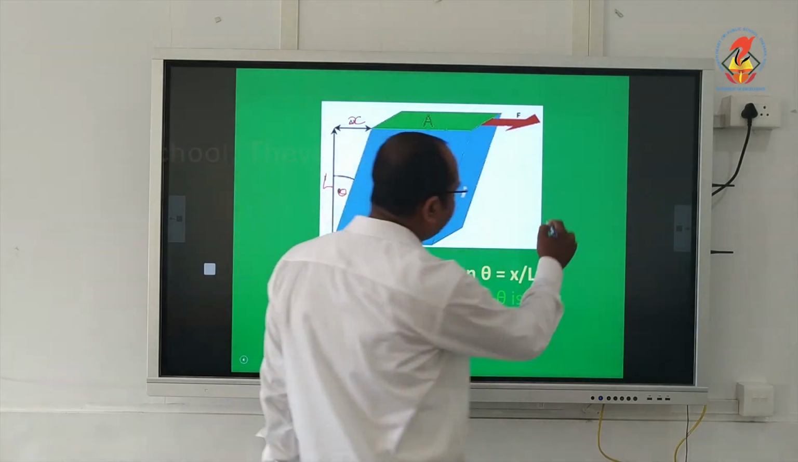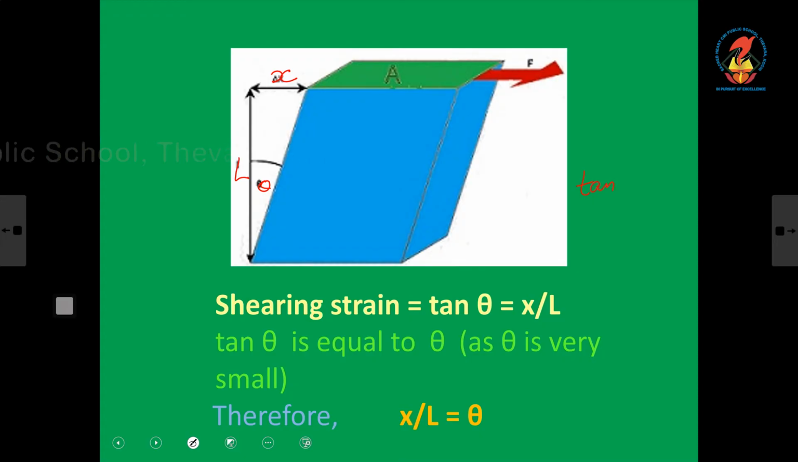Or sometimes we can write it like this also, tan theta is equal to delta x by L, depending upon how they are giving. If they are giving this distance as delta x, it will be delta x by L. Okay, so remember that also.